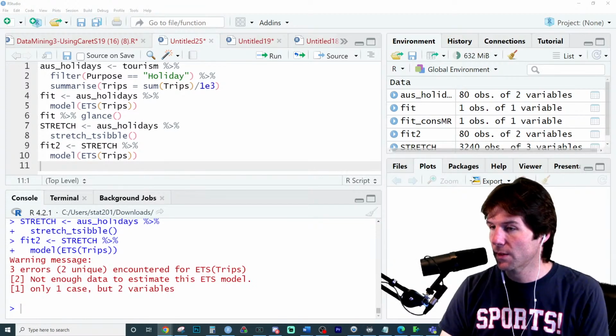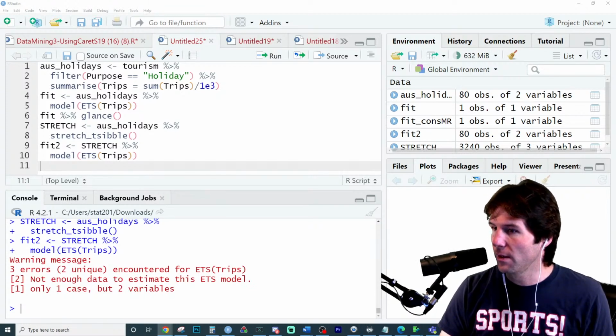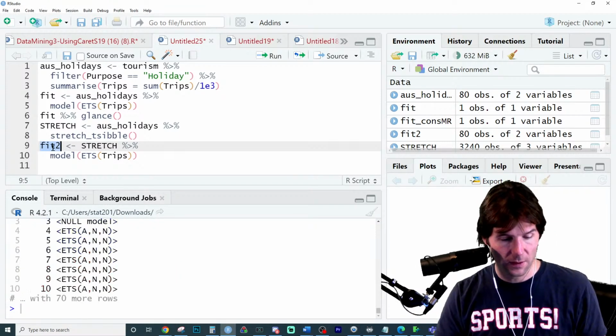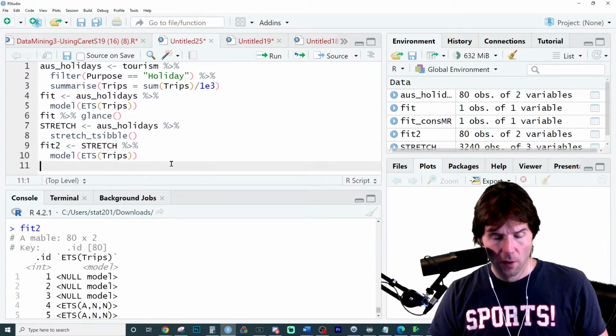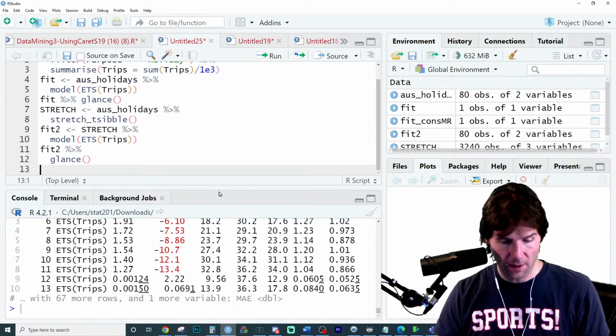Bunch of warnings. That's all right. Oh, because it's predicting outside, I think. Okay, so we should have fit. Okay, we got the fit. Good. Null model, that's fine. What we might have to do is remove those. Oh, there it is. Good.